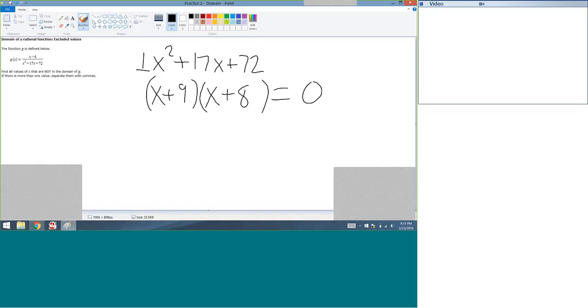So when we set that equal to 0, we get negative 9 and negative 8, and those cannot be included in the answer set because they would give us undefined. Is everyone comfortable with that before we move on? Okay.